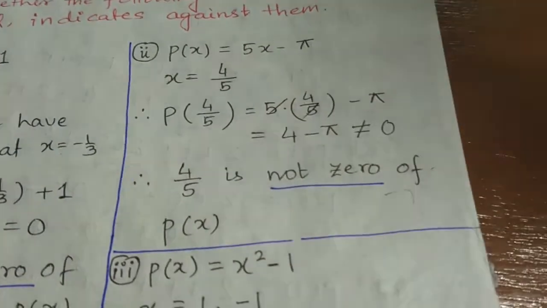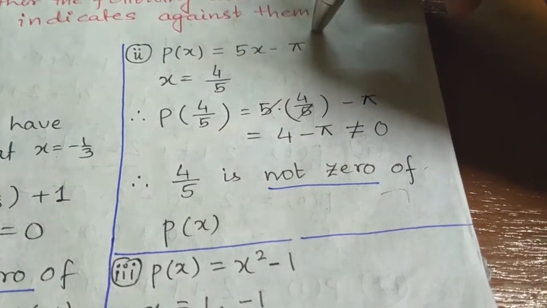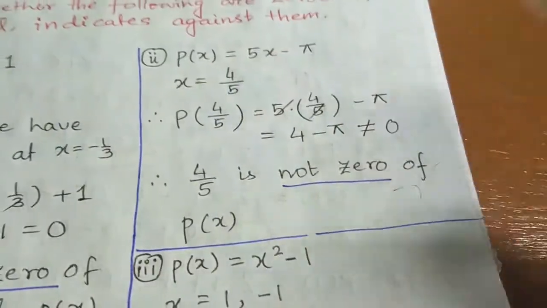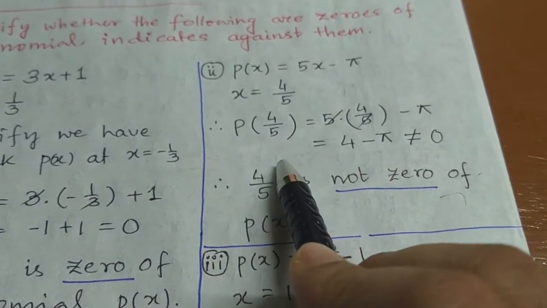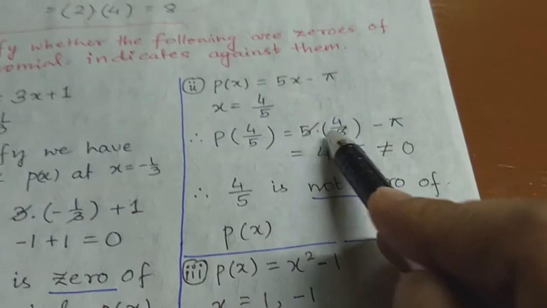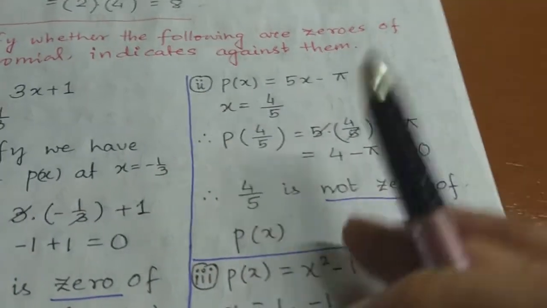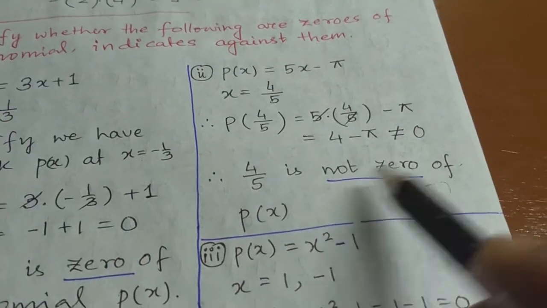Next, question number 2. Question number 2 is saying p(x) equal to 5x minus 5 and x equal to 4 by 5. So we can see p(4 by 5) we are checking. 5 into replacing x with 4 by 5, cancel. So 4 minus 5. That is actually not equal to 0, right? Therefore 4 by 5 is not a zero of p(x).